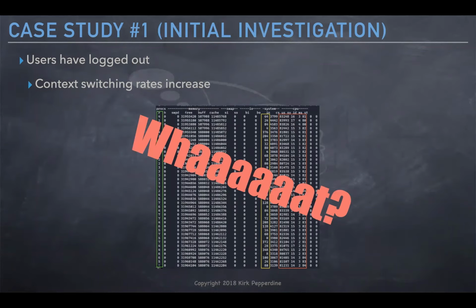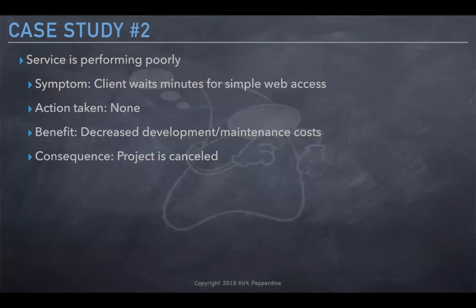Okay, so let's put this one aside for now, and let's take a look at a second one that's in a pretty similar situation, right? Service is performing poorly, client waits minutes for simple web access. There's not too many clients here using this particular web app. It's an in-house specialty app for scheduling things. Action taken, none.